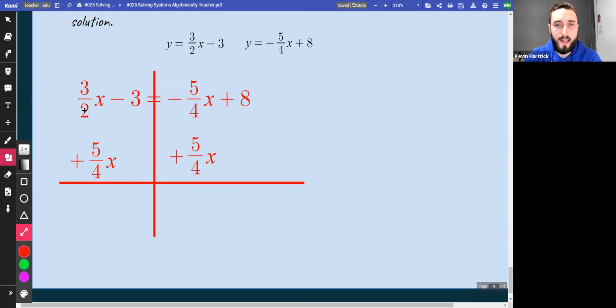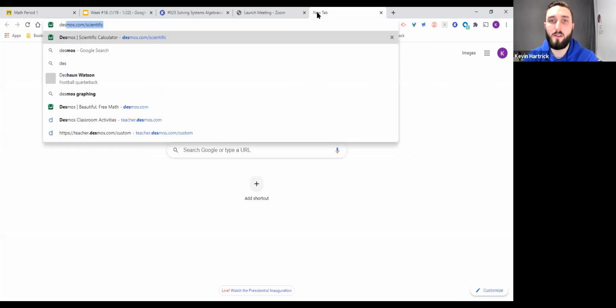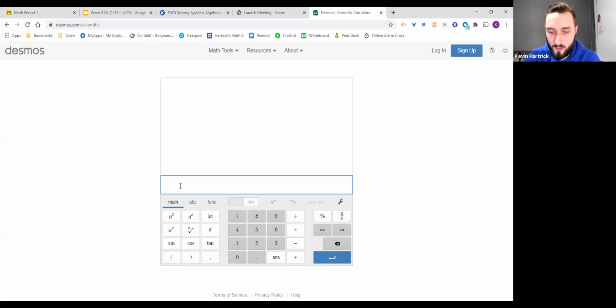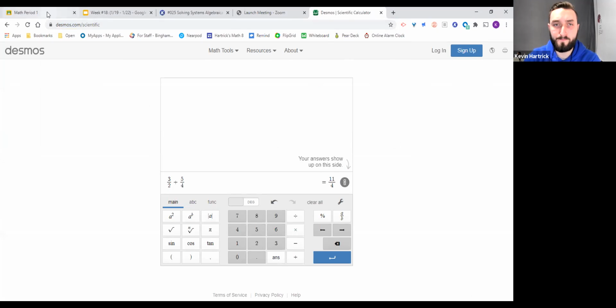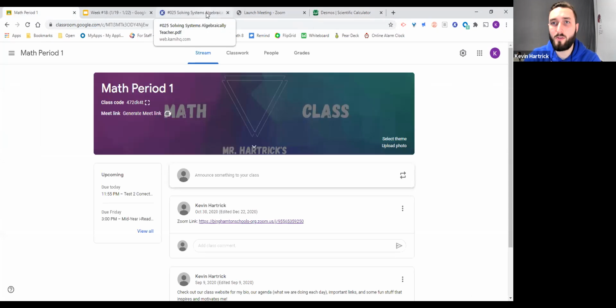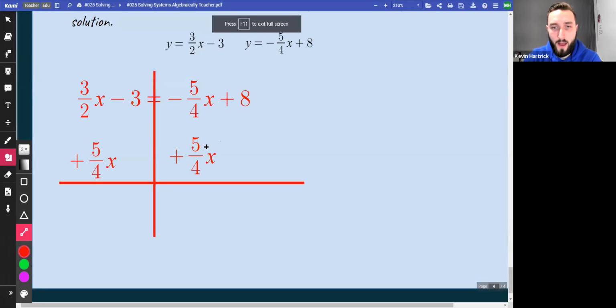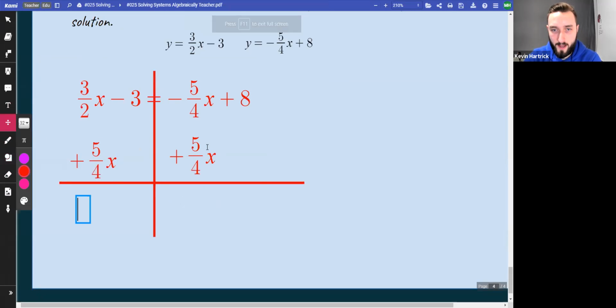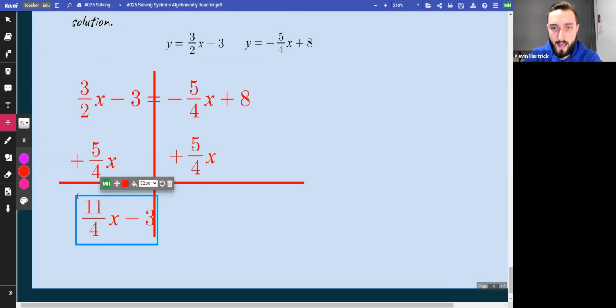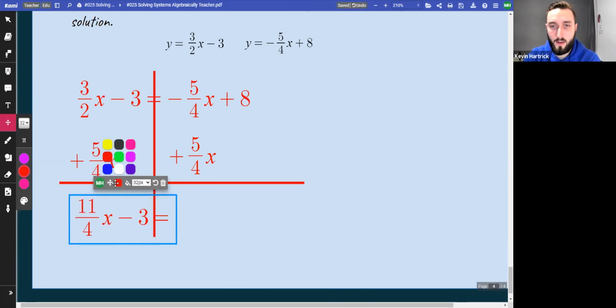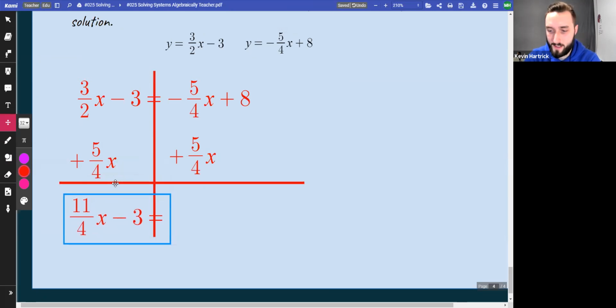Now, what is 3 halves plus 5/4? I don't know that off the top of my head, but guess what? I don't need to. All right, let's use our handy dandy Desmos calculator. So I'm doing 3 halves plus 5/4, and that gives me 2.75. Let's keep it as a fraction, 11/4. So let's come back to here. Okay, I have 11/4 x for my answer, minus 3, equal sign on the line, okay, and then over on the right side, I still have my positive 8. I don't need the plus sign if it's just the only thing over there.